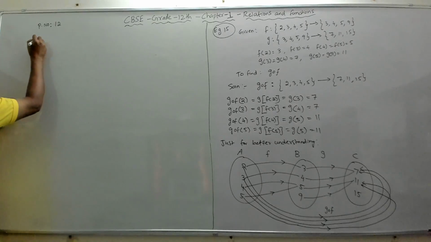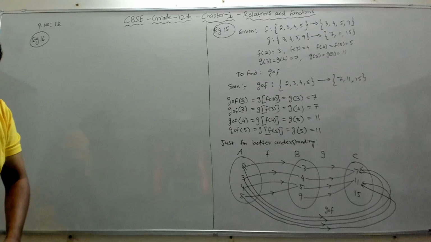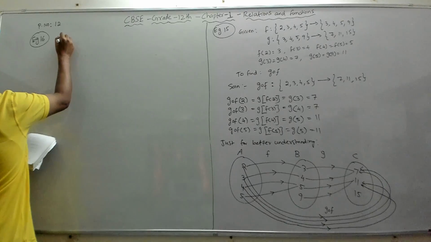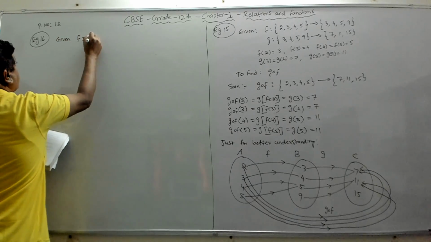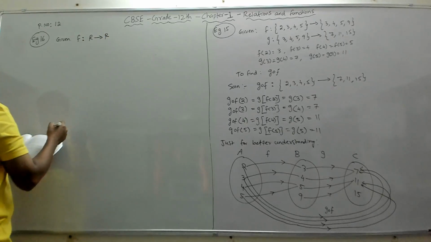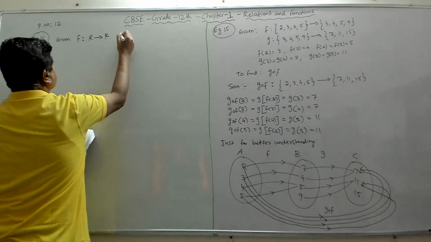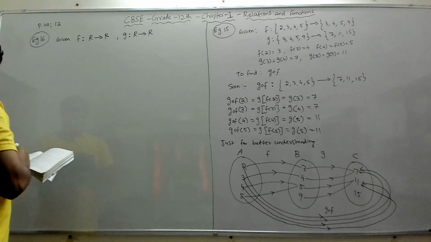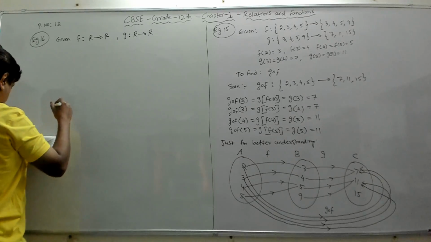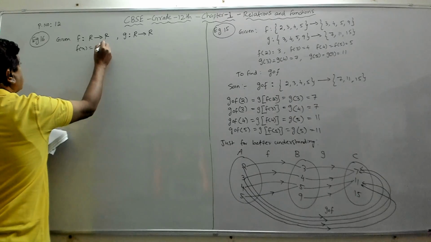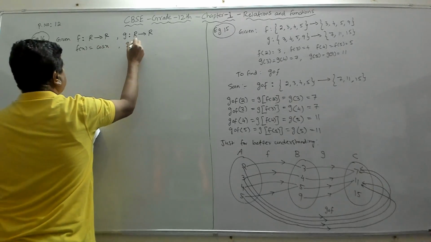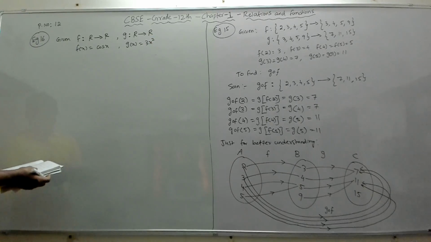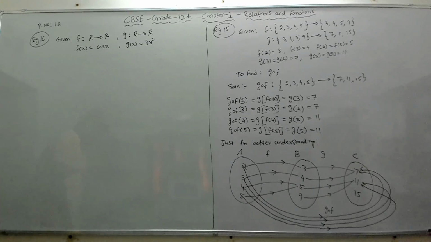So example 16 is, now what is given in the question is, f is a function from R to R. R to R means set of all real numbers to set of all real numbers. And g is also a function from R to R, set of all real numbers to set of all real numbers. Are given by, f of x is defined as cos x, g of x is defined as 3x square. And we have to find g of f and f of g functions.